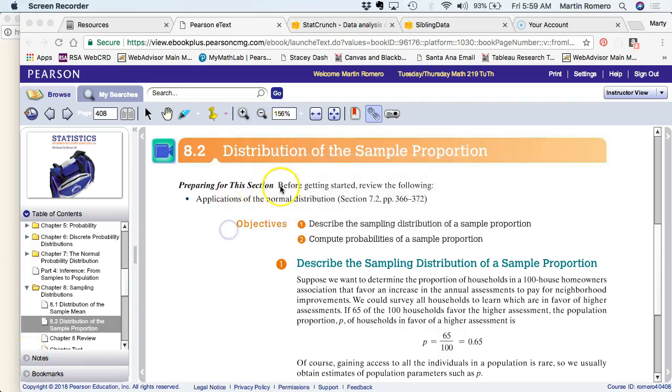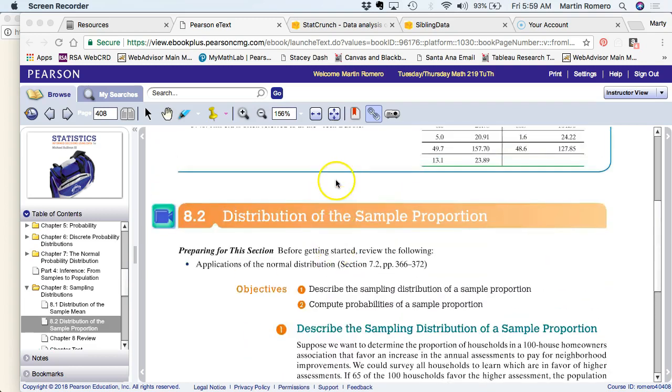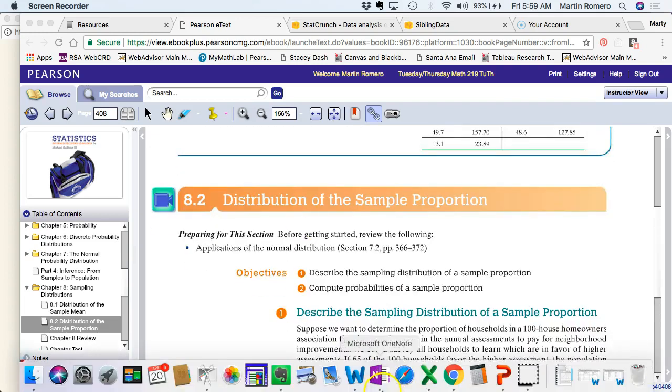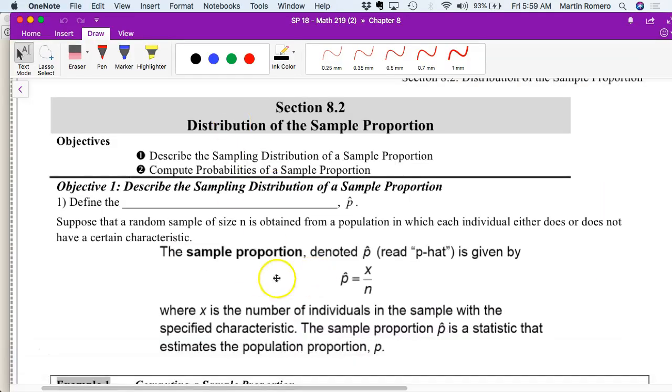So to begin this conversation in these examples, we're going to revisit an idea called the sample proportion, and then we'll get to the distribution of the sample proportion. So we're at 8.2, and the first thing we need to recall is the definition for sample proportion. Sample proportion, we use the p hat.